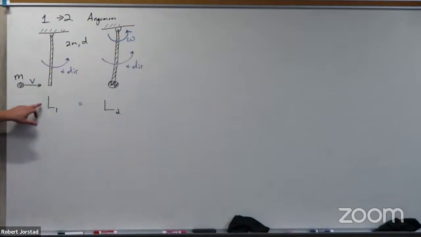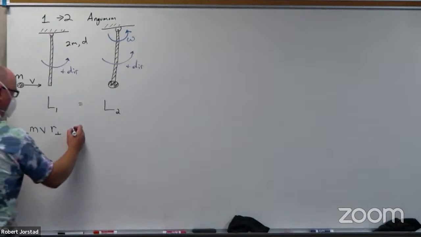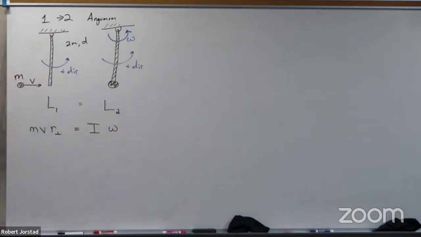What is the initial angular momentum? What should I write down? It's a point mass. How do you get angular momentum for a point mass? It's that special trick that we use. M V times something. R perp. Excellent. The impact parameter. The final angular momentum is going to be I omega. You with me?